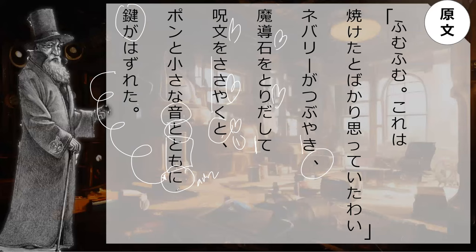So you see how that to right here is not an adverb marker here. Because it's saying it's with. The adverb is down here at tomo. So along with sound, the key went off. And the sound was small. It was a tiny sound. It wasn't a loud sound, but a tiny one. And the sound it made was pon.